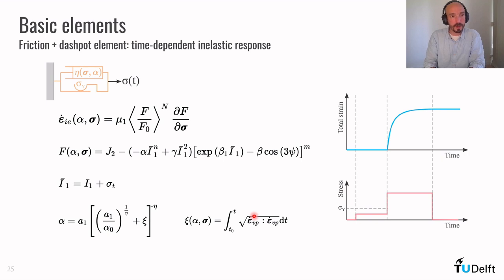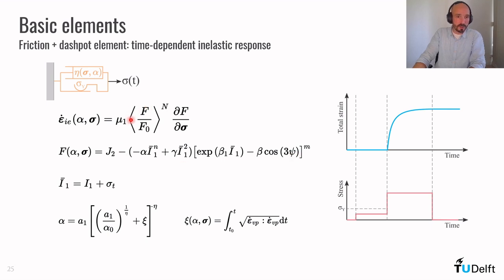The last element is the viscoplastic element. The viscoplastic strain rate. I'm calling it inelastic here, but I could have used viscoplastic here. The viscoplastic strain rate depends on the stress and also depends on alpha. Alpha is a hardening parameter that I'm going to explain now. The expression goes like this. It depends on mu1, which is the material parameter, F divided by F0. F0 is a reference number, which is usually equal to 1 megapascal. F is a yield function, which is given by this expression. I'm going to explain that.